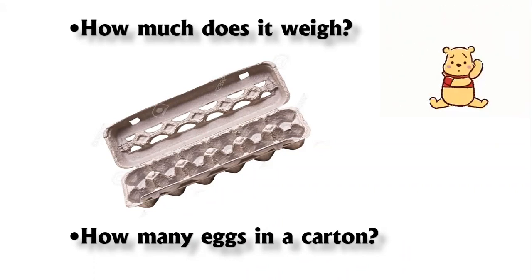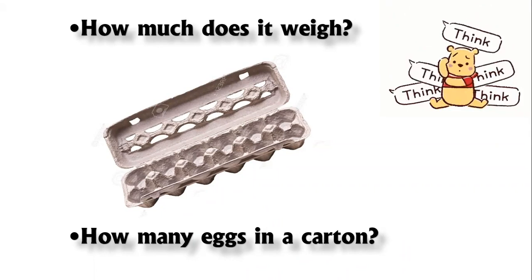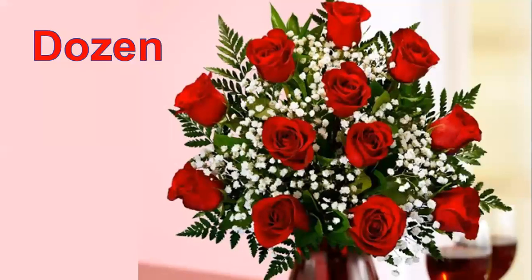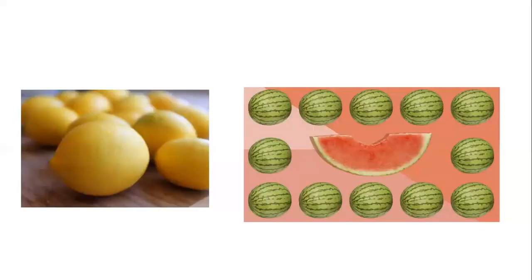So if I tell you I have a dozen of something, I mean that I have 12 pieces of this something. I didn't tell you their mass. If I go and buy a dozen donuts, that means I have 12 donuts. Still, I don't know their mass. If someone gave me a dozen roses, that means I have 12 roses, but still I don't know their mass.